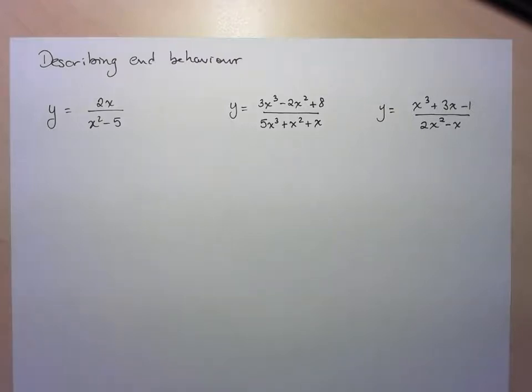Hi folks, we're going to take a quick look at how to describe the end behavior of a rational function, and it's going to be similar to the way we describe the end behavior of any function. Now I'll start off by saying that we're not using yet the more formal notation for talking about end behavior. Okay, so we'll look at some options here.